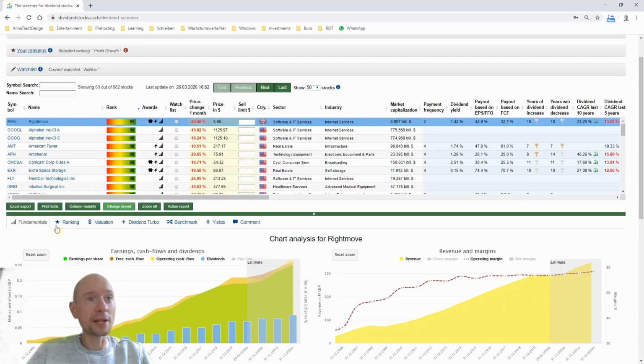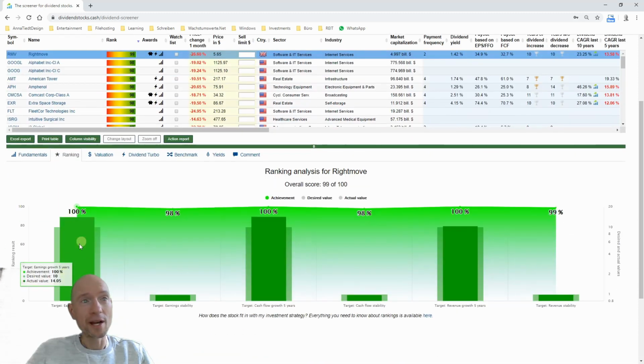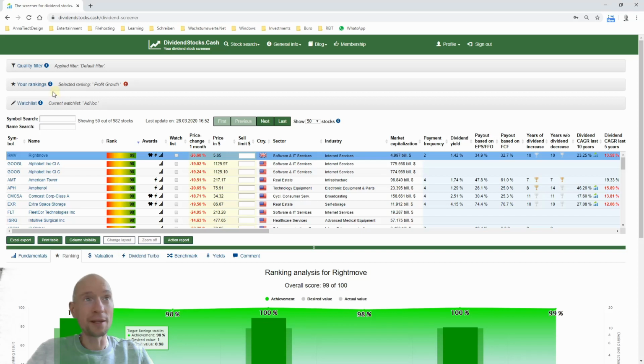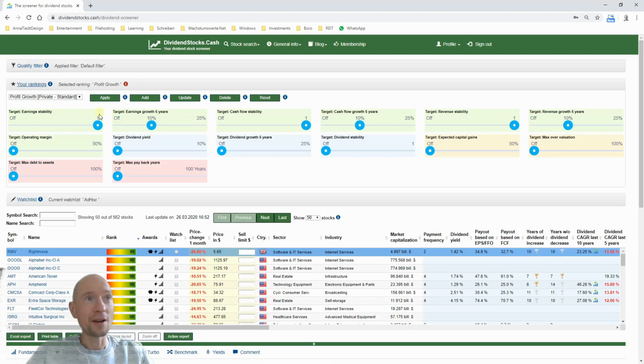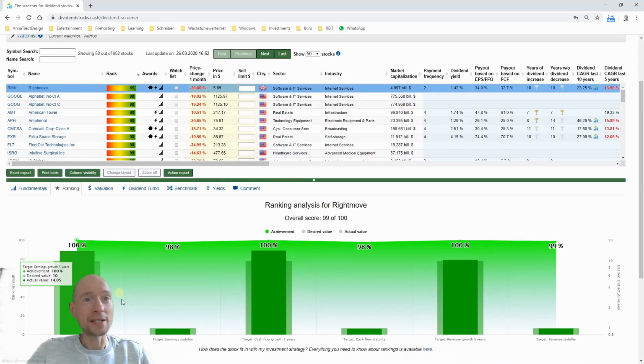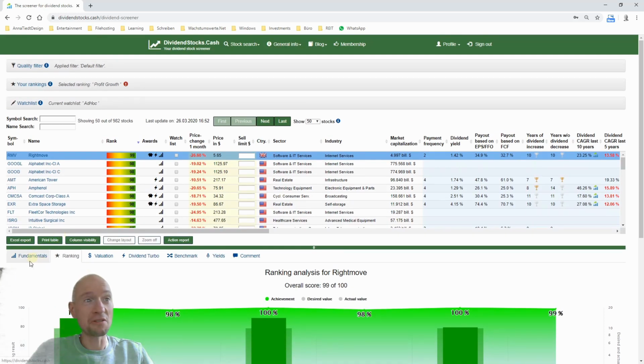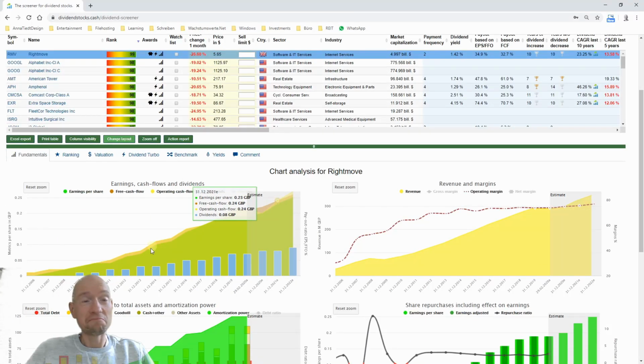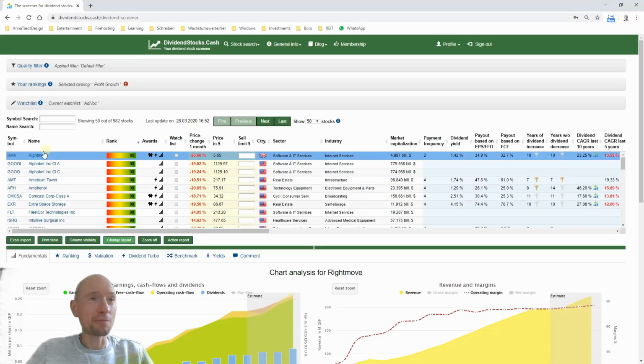And you can also take a look at the rankings, how each criterion was matched. So as said, the one here in the stability criteria is not completely matched, 98%, 99% in this case, but that's already very good. Yeah, Alphabet, you probably know, American Tower, Tower Read, and so on.